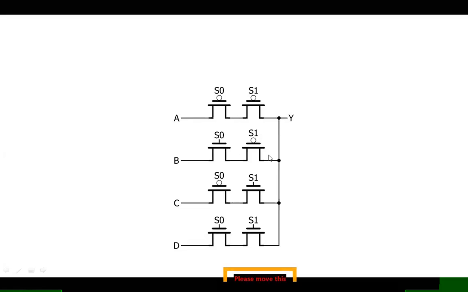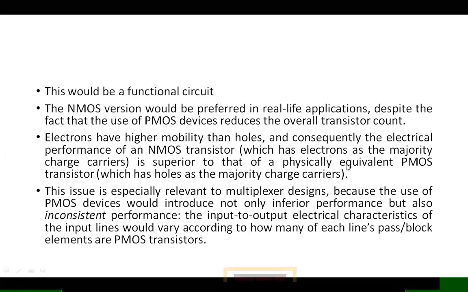So wherever there are low values, I will make use of PMOS, and wherever there are high values, I will make use of NMOS. So is this clear? Till this concept? Can I proceed? Yes, sir. So this would be a functional circuit.